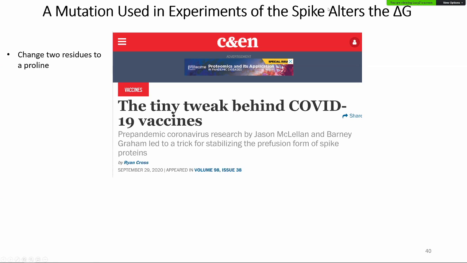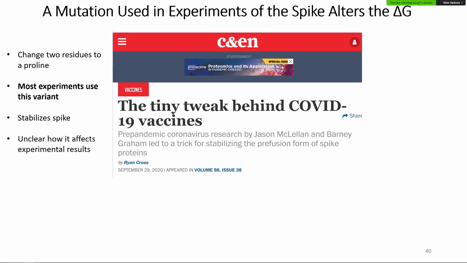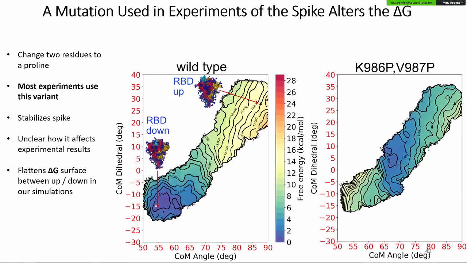And one of the very popular mutations used in almost all experiments of the spike is a mutation that stabilizes it, right? The vaccines even use this mutation as well. But it's not exactly clear what effects this mutation has on the spike's behaviors. We know that it stabilizes it, but when we do experiments on other parts of the spike, we don't know if our results are affected at all by these stabilizing mutations.